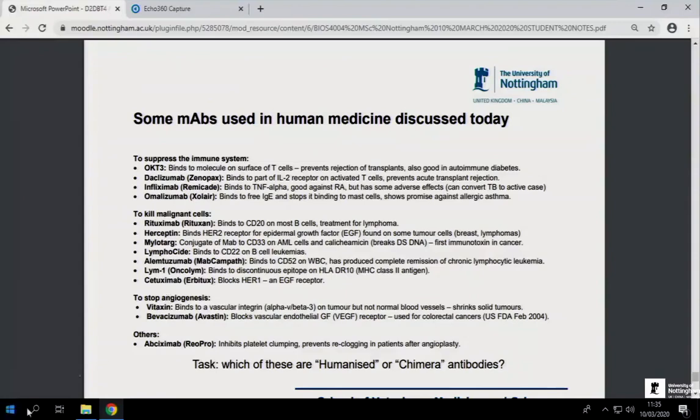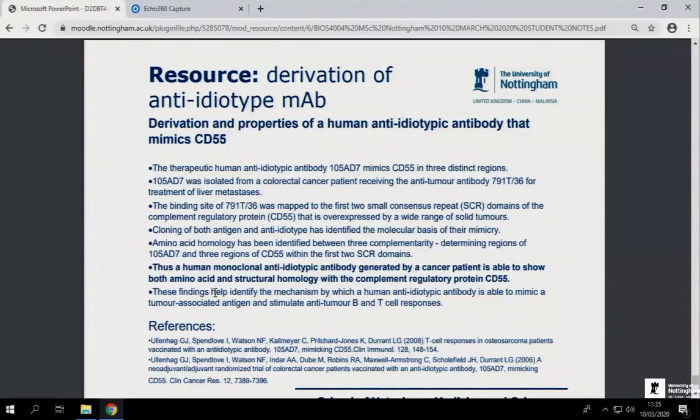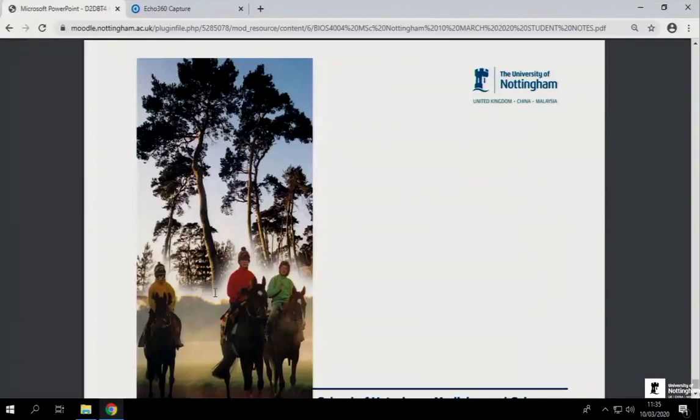So there's quite a lot of antibodies around which will stop angiogenesis. There's a thing about that antibody before. It's a derivation of it. So that's the same slide that appears somewhere else, and that's as a resource. So that's the end of all that. There is a picture of horses at the end after all.